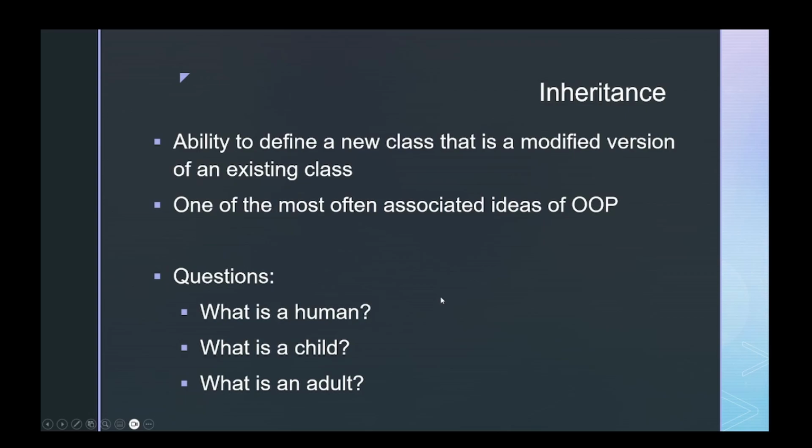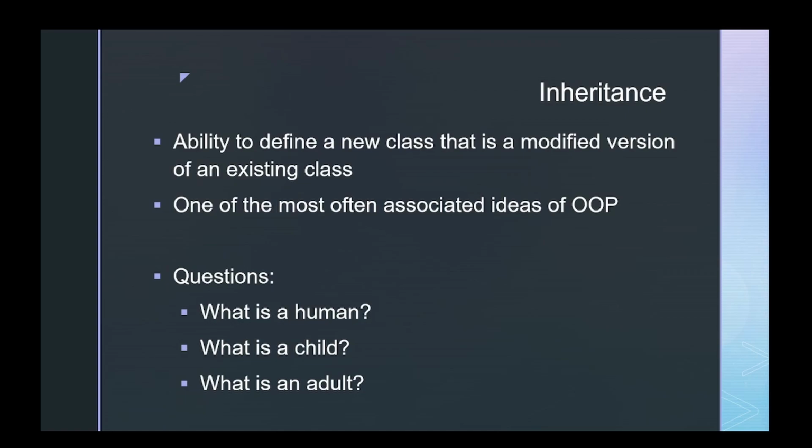Now, finally, we're going to wrap up, but it's a long wrap up, by looking at something called inheritance. And that, again, is another one of those lovely OOP buzzwords, and it's probably the one most often associated. But it is the ability to define a new class that is a modified version of an existing class.